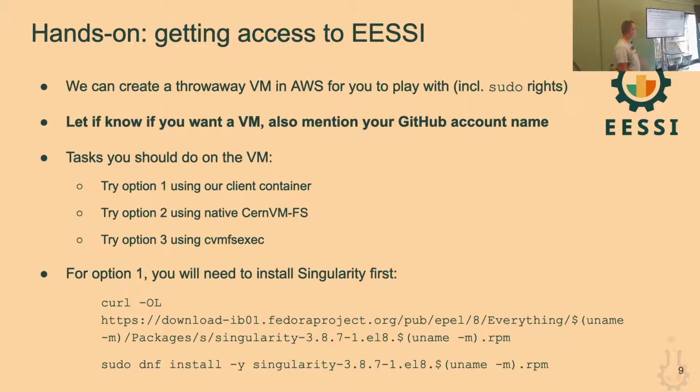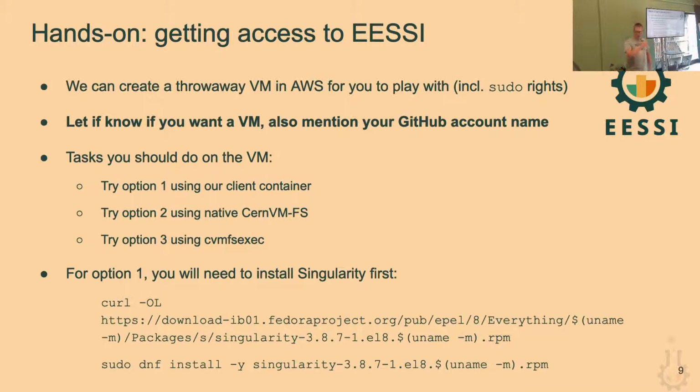All three options should work there. You can try with the client container, try via Singularity. You'll have to install Singularity first. You can just copy paste these commands. It's a RHEL 8 VM. You can just download the latest version of Singularity, the RPM that's pre-built. That's the current one. I checked that this morning. So just download that and do a DNF install on that, and you'll have Singularity. That's enough for option 1.